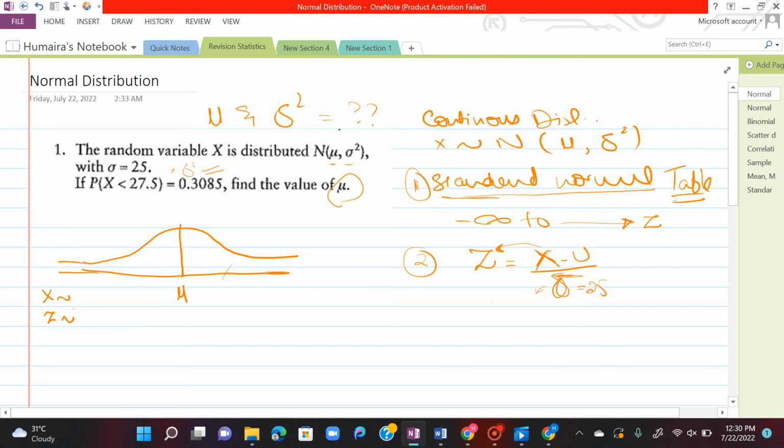But another important property is that in the Z language, you just think that these are two different languages having the same meaning, right? In the Z language, the value of mu is always 0. In X, the mu is some value depending on the question, but in terms of Z, it's always 0, right?